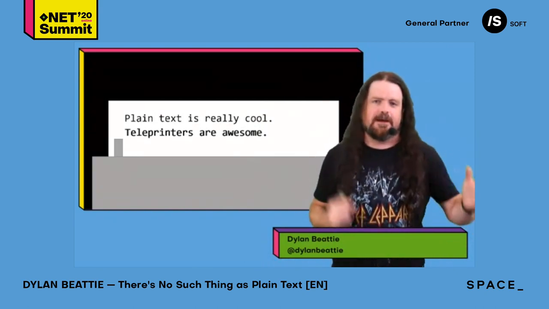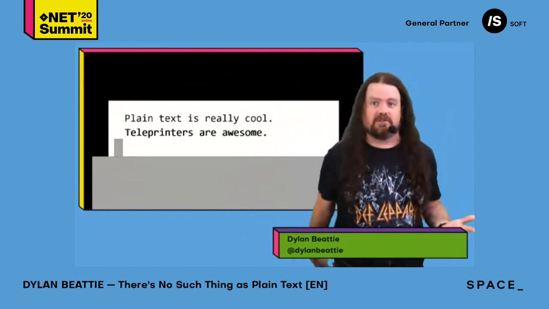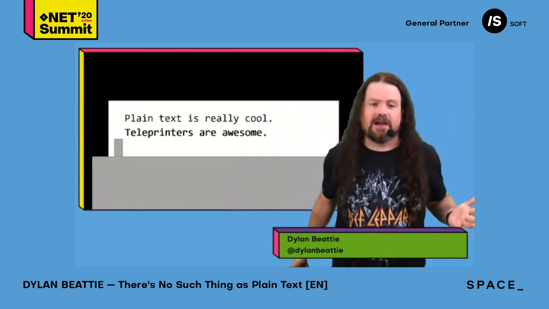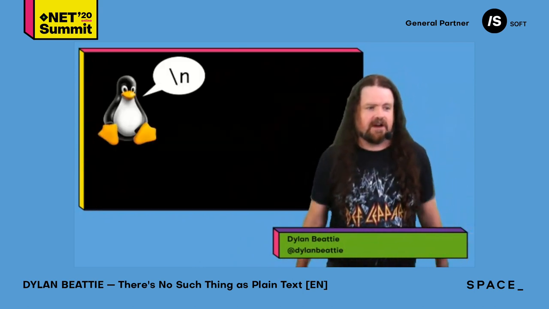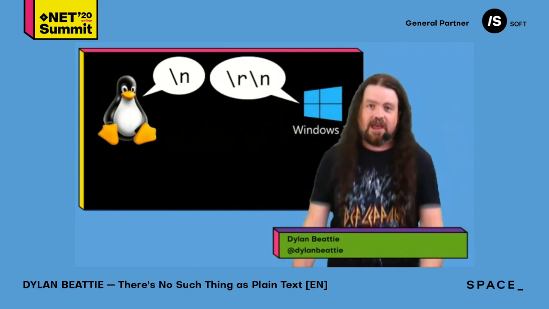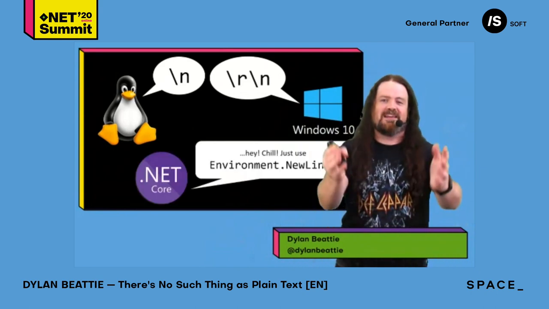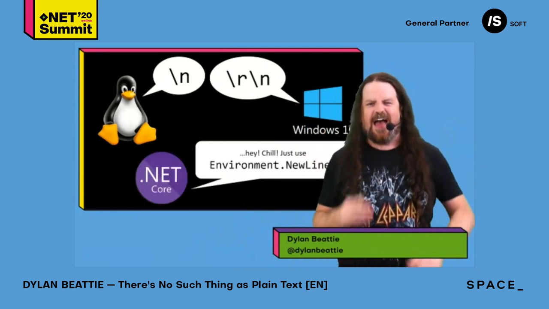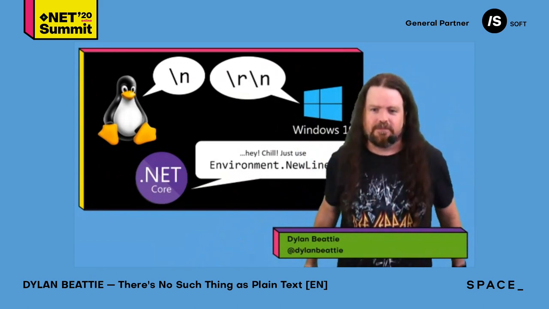And CP/M was built to work on minicomputer terminals that didn't have any idea of device drivers. So you had to interface with them directly. And so, here we are 50-something years later, the Linux crowd say \n is a new line, and the Windows crowd say \r\n. Now, of course, in .NET we've mostly solved this problem, because we have Environment.NewLine. And most of the time that just works with whatever platform you're working on.